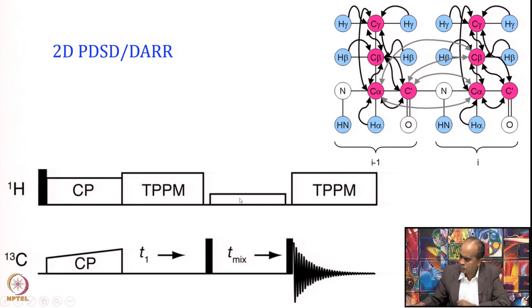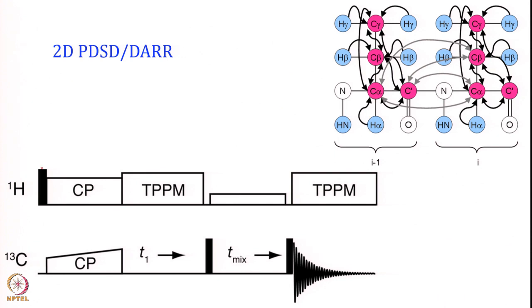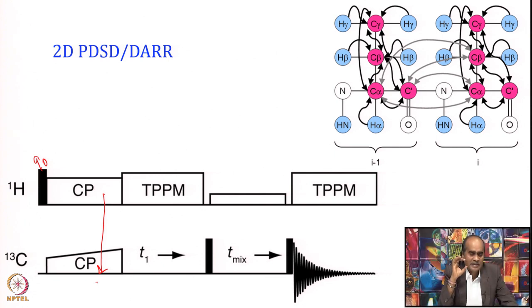Just to walk you through the PDSD experiment that we have here. We start with a 90 degree pulse, which polarizes the spins into the XY plane. Then, using the cross polarization condition, we transfer the magnetization to carbon. For this cross polarization, just to remind you again, we use the Hartmann-Hahn matching condition in the rotating frame so that we can transfer the magnetization from proton to carbon. So at this stage my magnetization is on carbon.